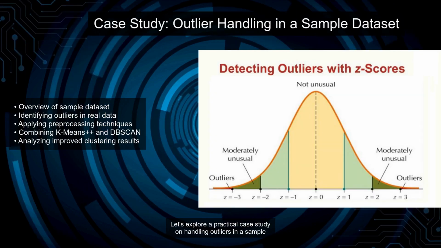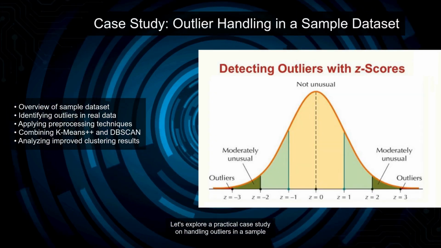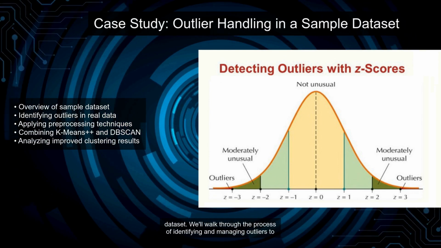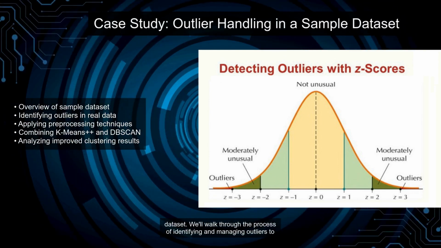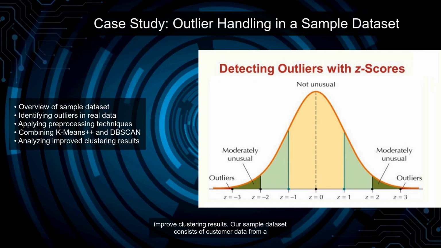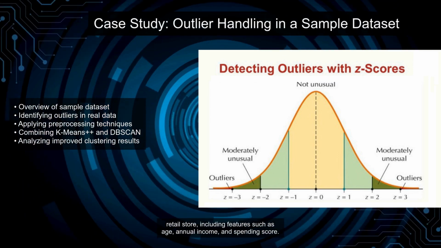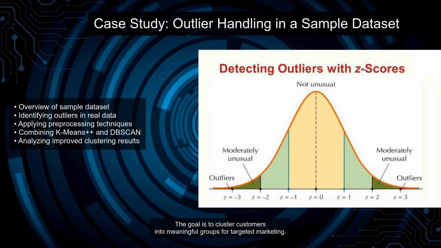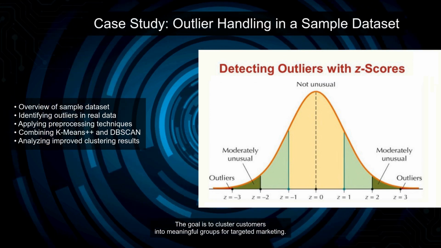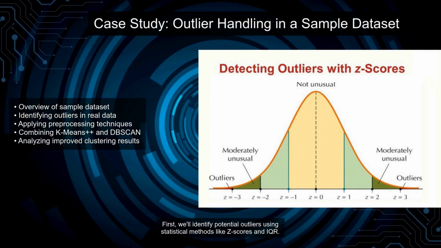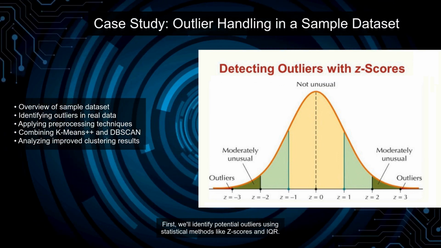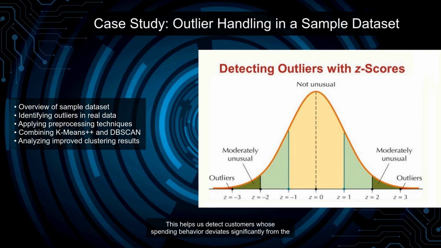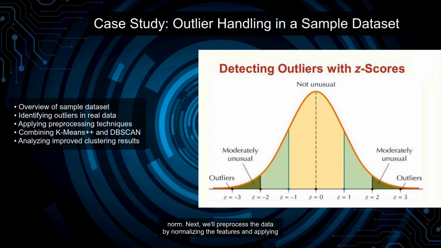Let's explore a practical case study on handling outliers in a sample dataset. We'll walk through the process of identifying and managing outliers to improve clustering results. Our sample dataset consists of customer data from a retail store, including features such as age, annual income, and spending score. The goal is to cluster customers into meaningful groups for targeted marketing. First, we'll identify potential outliers using statistical methods like Z-scores and IQR. This helps us detect customers whose spending behavior deviates significantly from the norm.